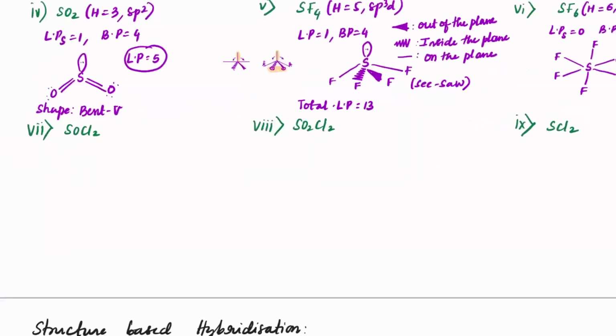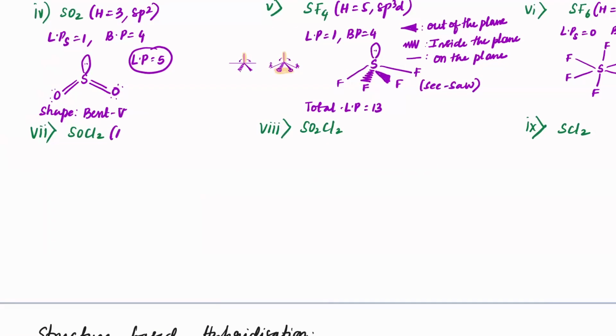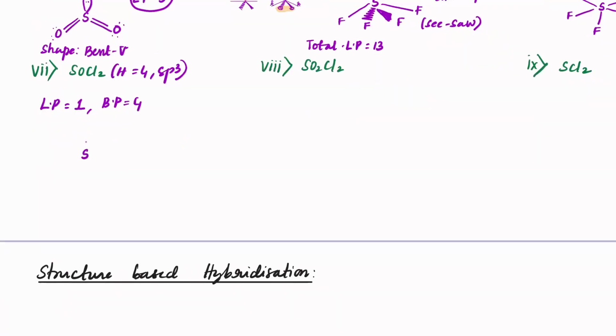Next, SOCl2. The steric number is 6 plus 2, divided by 2, this will be 4, which makes it sp3. So it is sp3. Lone pairs, you can see there is one lone pair which can be accommodated. Bond pairs, oxygen will make two, chlorine will make two, so that makes it four. So it is like sulfur having one lone pair here, one double bond O here, chlorine here, and chlorine here. So it will be like a pyramidal shape, right? So the shape is pyramidal.